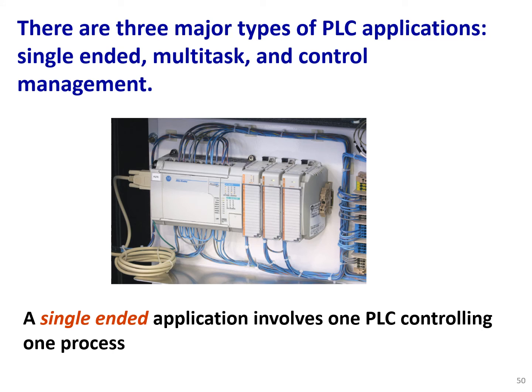There are three major types of PLC application: single-ended, multitask, and control management. A single-ended application involves one PLC controlling one process. Which is basically, in most of the cases, what we use: a single-ended application.